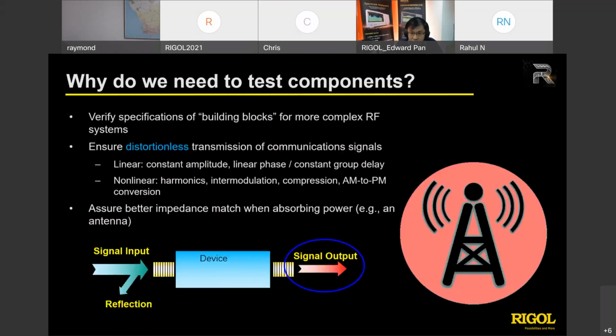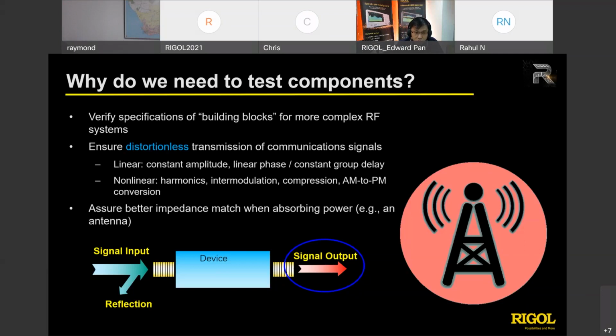So why do we need to test the components? The first reason is it is very important to verify the specifications of the building blocks for more complex RF systems. And we need to ensure distortionless transmission of the communication signal. It includes two parts. One is linearities, which include constant amplitude, linear phase, or constant group delay, and also the non-linearities like harmonics, intermodulation, compression, and AM to PM conversion.